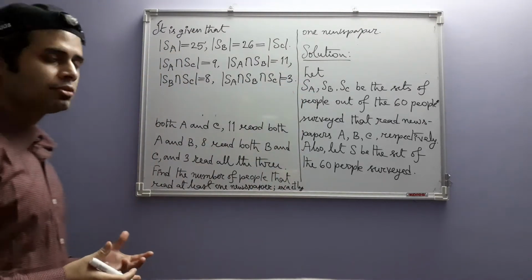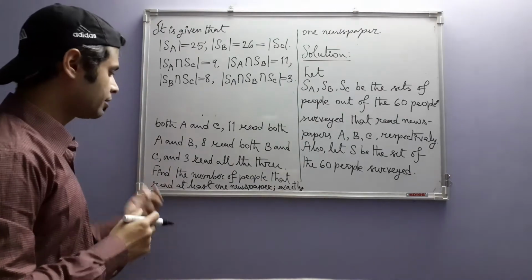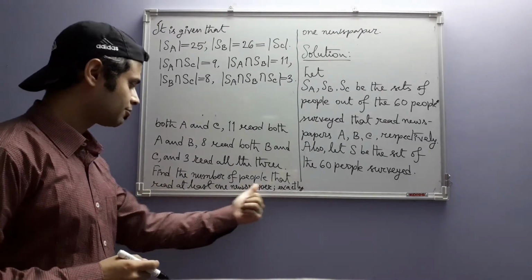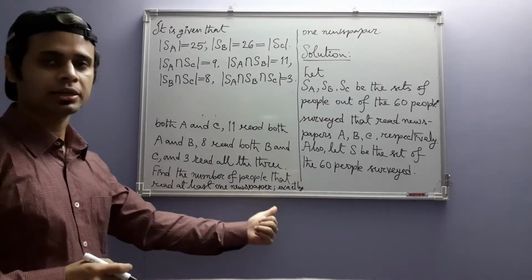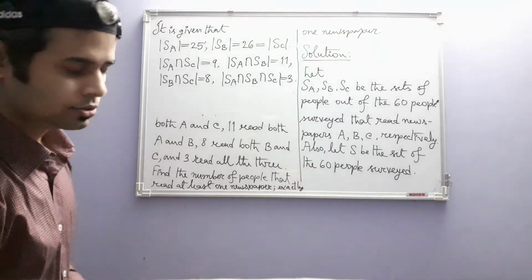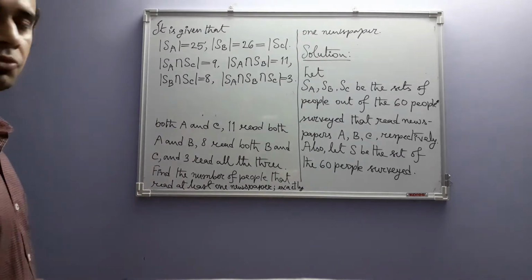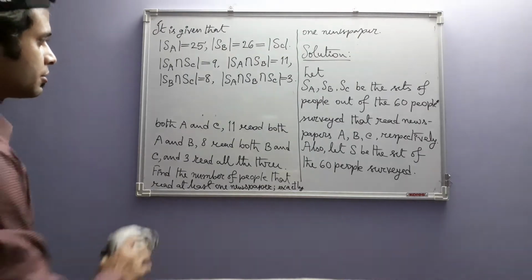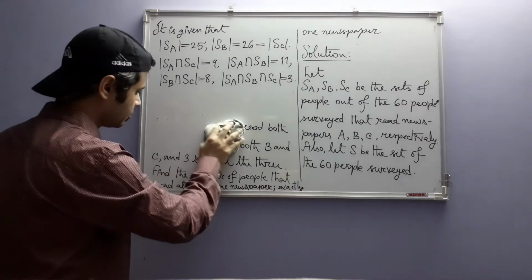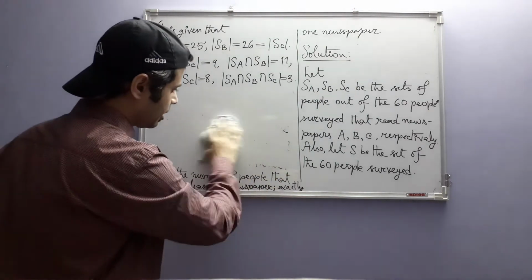Now, what are we asked to do? What are we asked to find? Find the number of people that read at least one newspaper. Okay, so now with the help of a Venn diagram, we will try to understand what is asked of us.